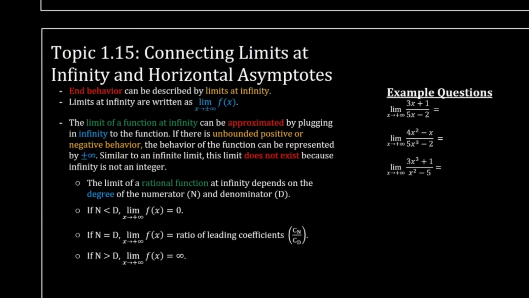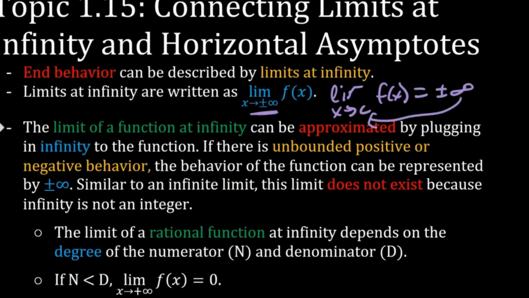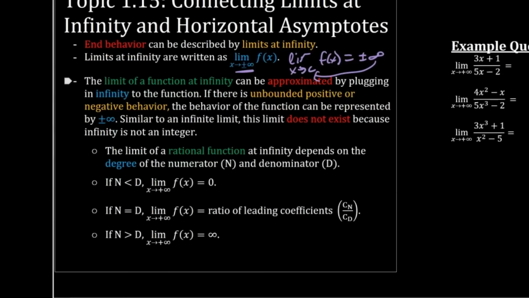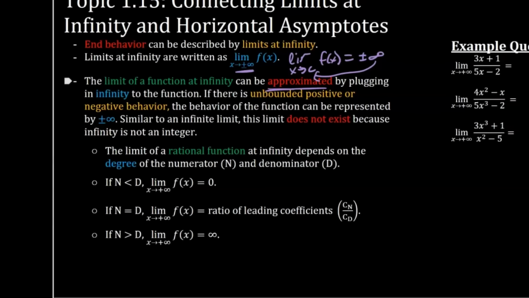Topic 1.15, our second to last topic, connecting limits at infinity and horizontal asymptotes. So in topic 1.14, we discussed what an infinite limit is. This is a limit at infinity. So what does that mean? Well, you can see here, it's simply written as x instead of c, we have a positive or a negative infinity. It's not this. It's not this. This is here for a limit at infinity. Now, the limit of a function at infinity can be approximated by simply plugging in infinity.